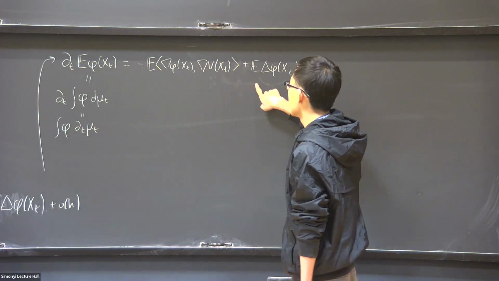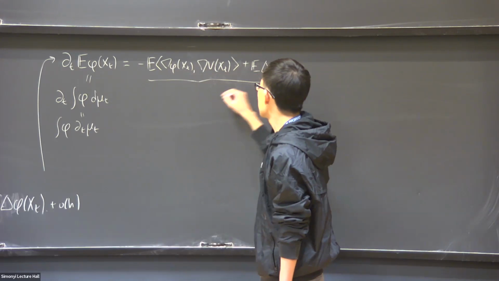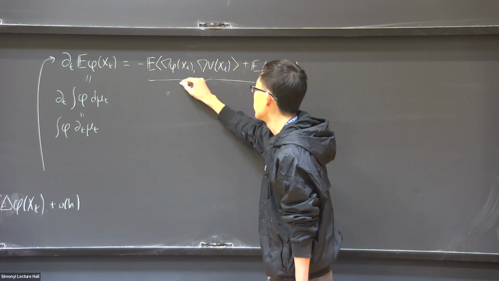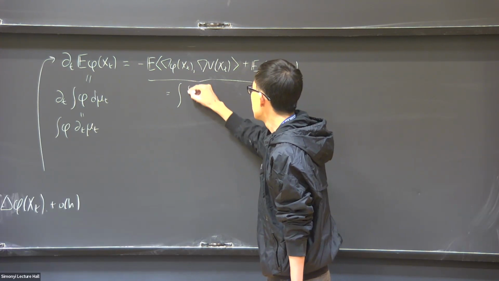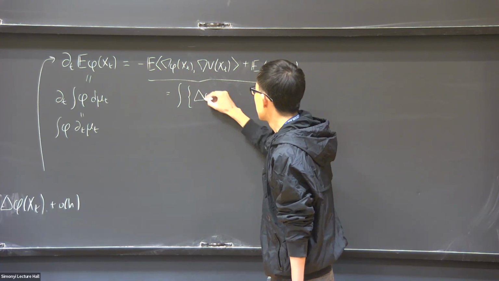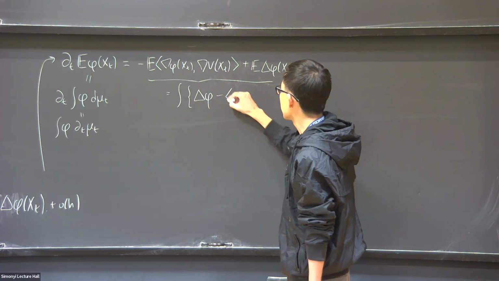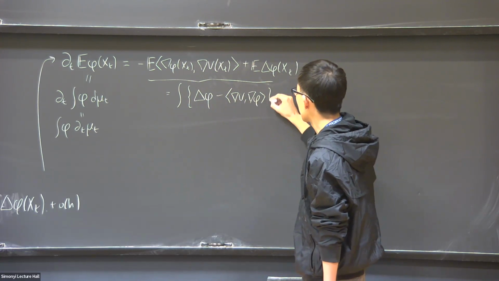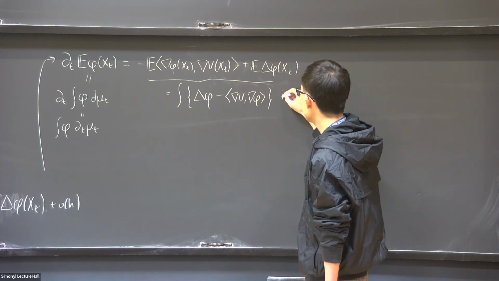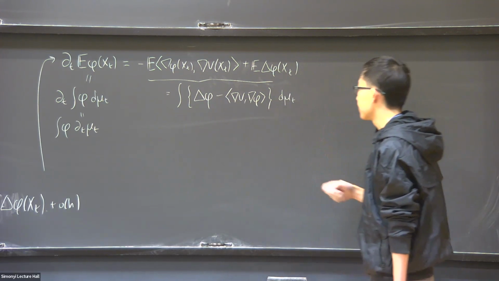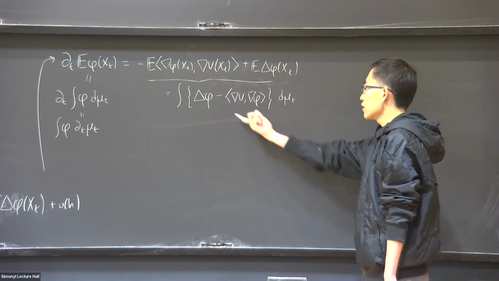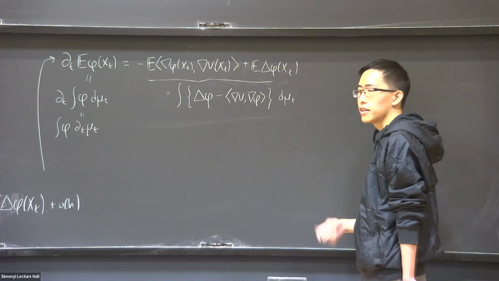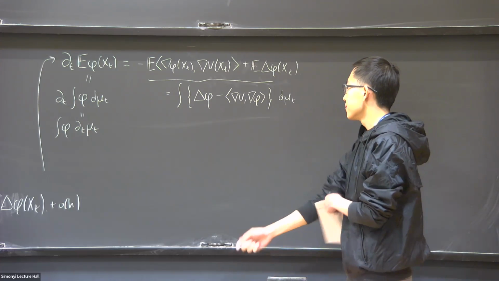And then this right-hand side, we can also write as an integral against mu_t, because these expectations are all involving X_t. I'll write it as the Laplacian of phi minus this inner product times the gradient of V, integrated against mu_t. So this quantity is usually called the generator of the process. It's a differential operator that characterizes the dynamics of your process.